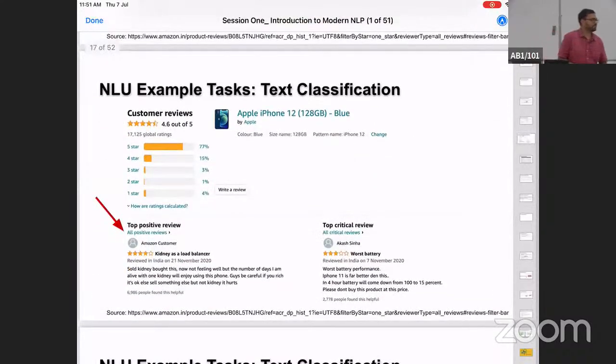This is the snapshot from Amazon website. All right, so this is the top positive review as per Amazon's own sentiment analysis system, and this is the most critical review. Is this correct? No, it is not.